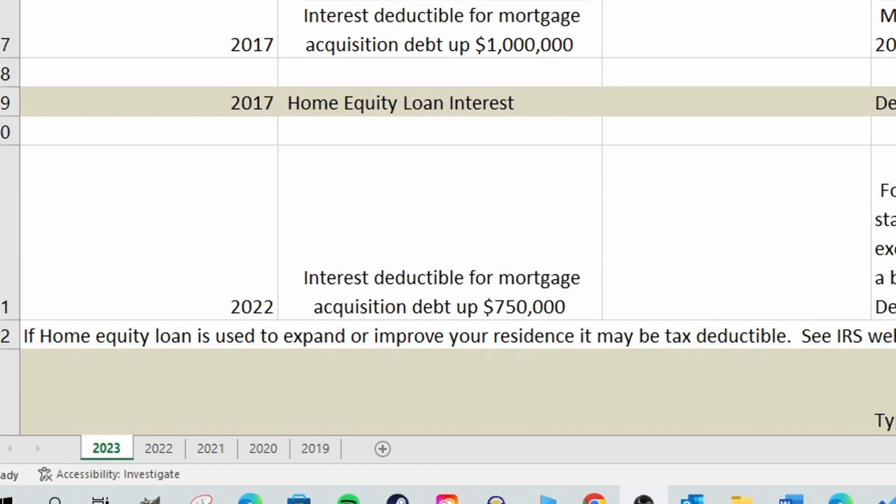Mortgage interest deductions and limits are still the same. All that's still the same how it has been. We don't expect any of this to change until after 2025 at this point. So that's just all the same.